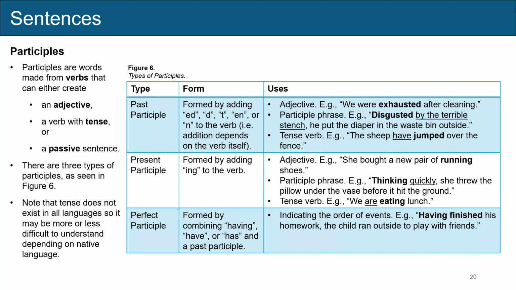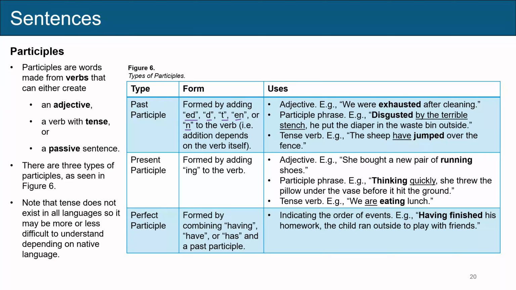So past participles, we often make these by taking the verb and adding ed, d, t, en, or n to the verb. It really depends on the specific word itself, which is part of the challenge with writing in English, because which one we use depends on the word. And it's used to indicate past tense, so things that have happened previously. We were exhausted after cleaning, so it's happened in the past.